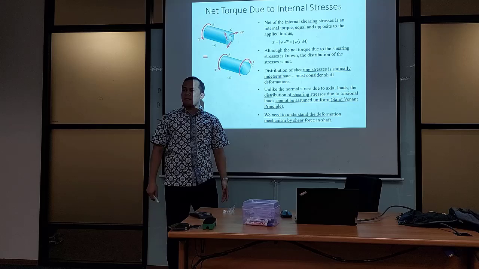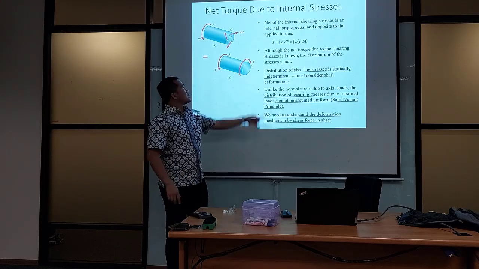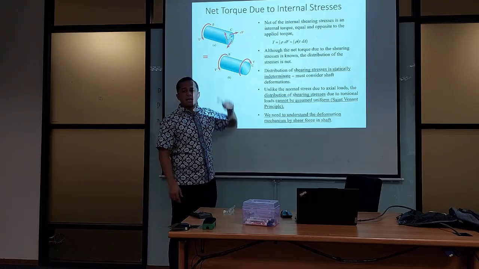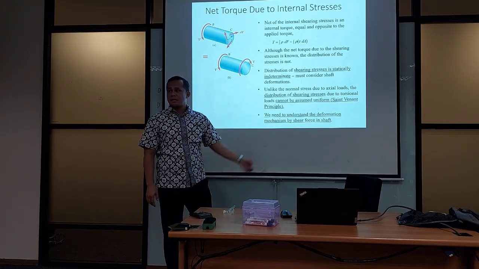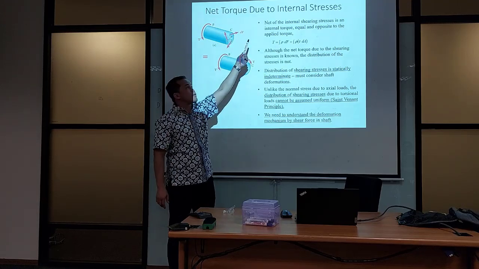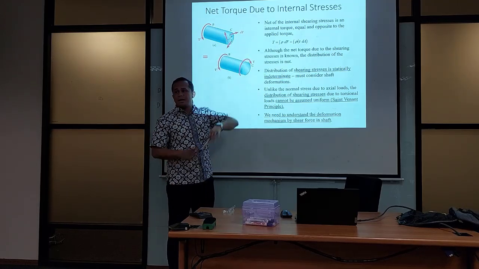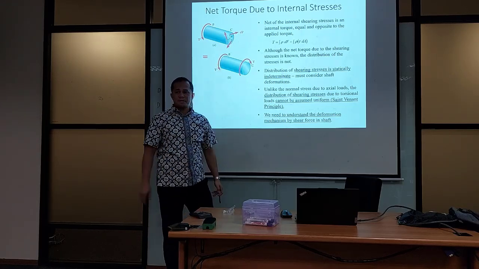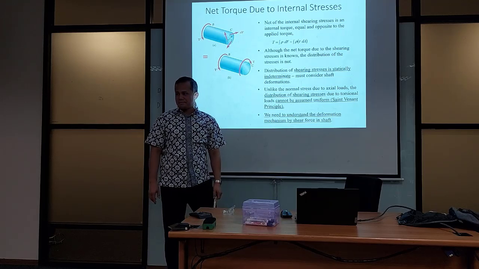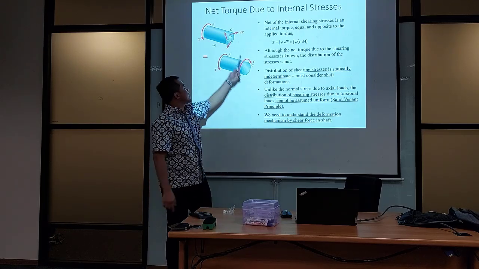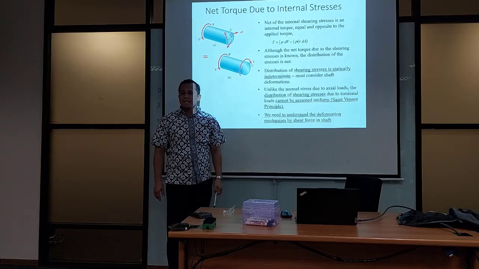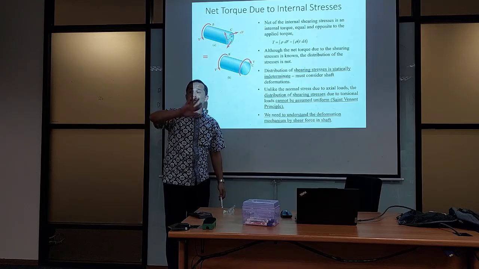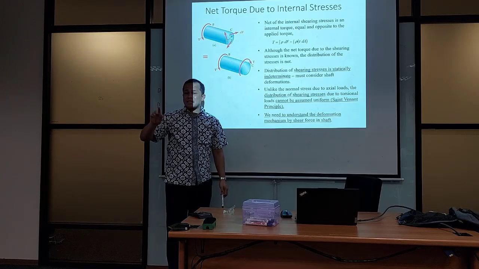you put a sectioning method to the shaft, you will see on the surface of your shaft, there is a shearing force, F. This F is located somewhere on the surface with a distance rho. Rho is the radius of this small element.